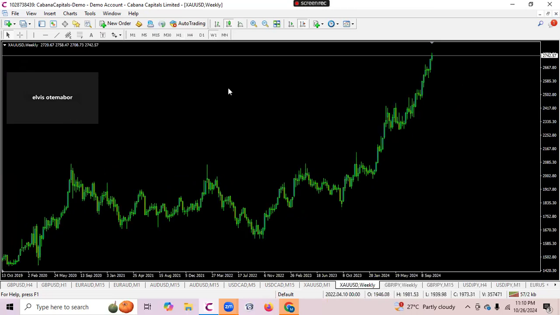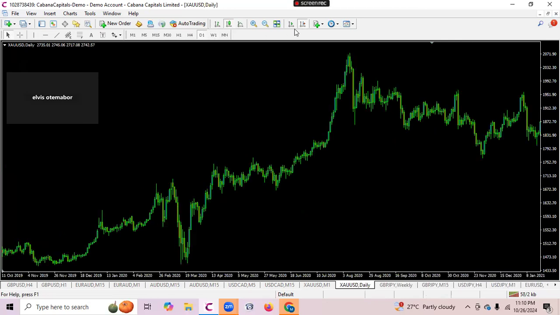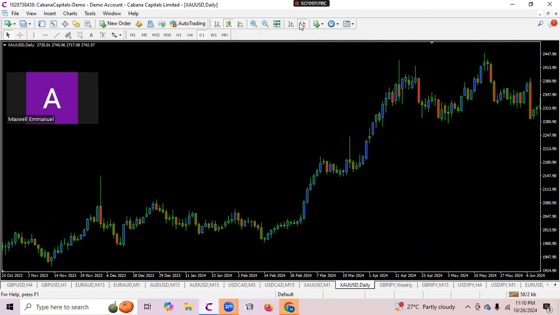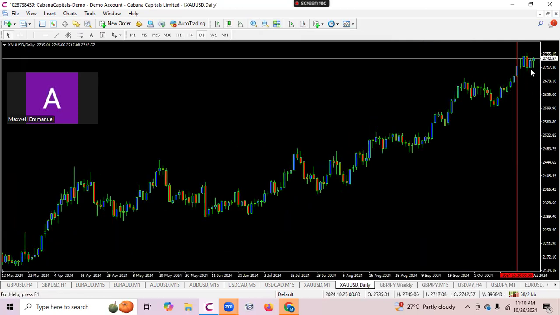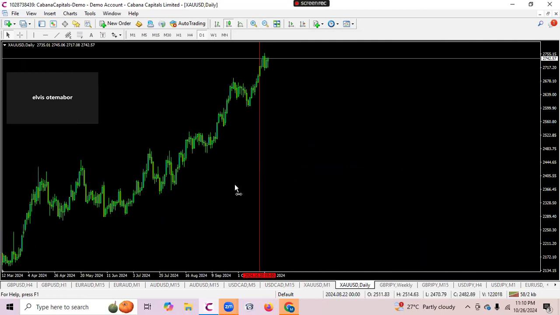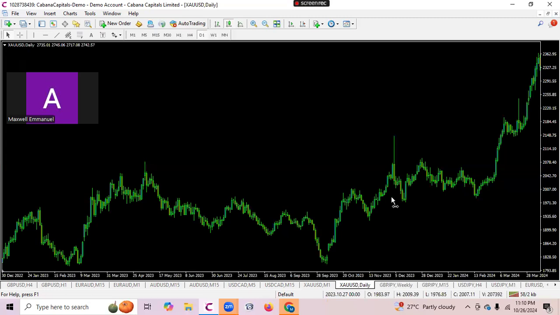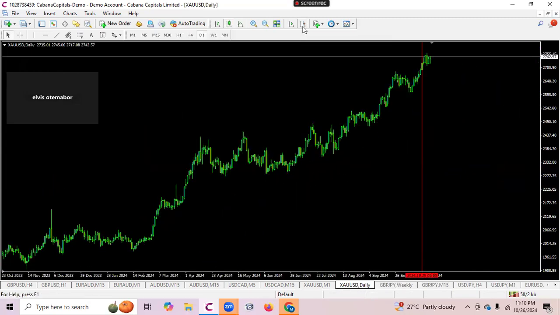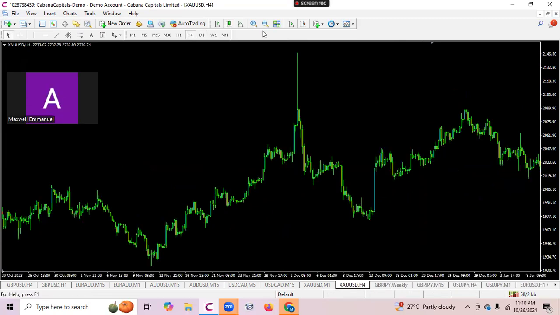It's still very bullish. You can see last week's candle closed strongly bullish. Let's go down to daily. On the daily also, it still looks very bullish. The structure is still very bullish. It's been forming a series of higher high, higher low, higher high, higher low.